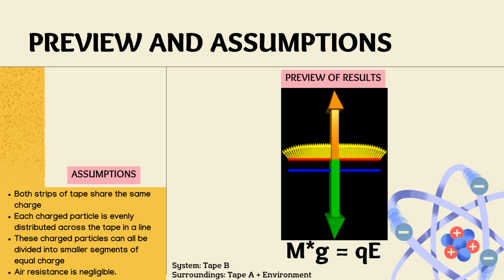To give you a preview of my results, this is my GlowScript generated simulation of all the forces and fields acting on both tape A and tape B, and below it is an equation derived from Newton's third law of equal and opposite reactions, saying that the gravitational force should equal the electric force.